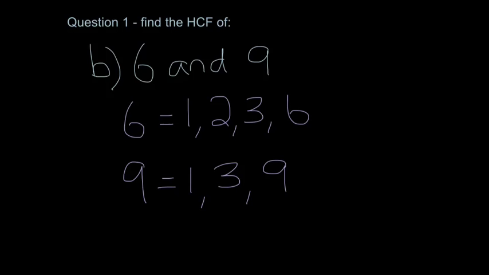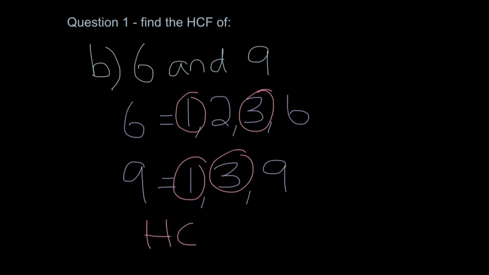Now I've got to go through and circle all the common factors that appear in both rows. So there's 1, and there's 3. Which is the highest one? It's the number 3. So the highest common factor is 3.